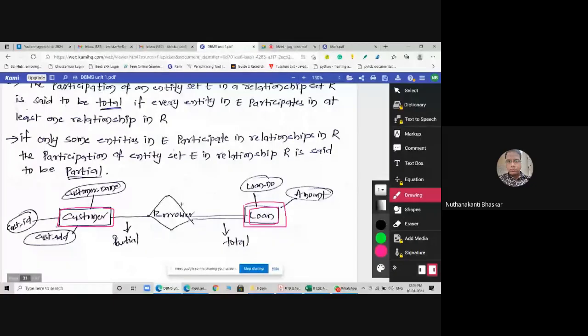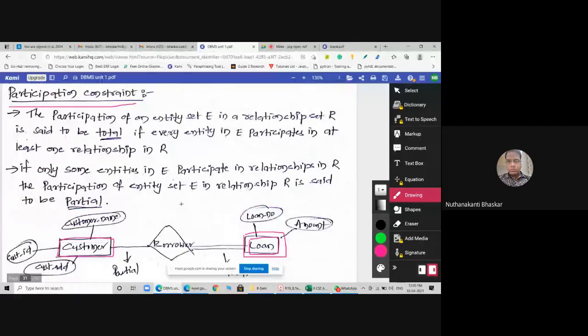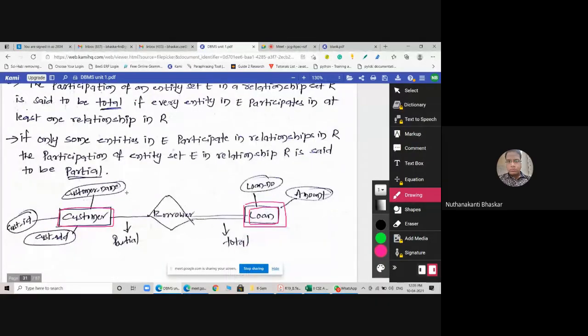Now clear? Is the meaning clear? An entity set is a collection of entities. So sometimes all entities participate, and sometimes only some of the entities participate in that relationship when we associate. When all entities participate in the relationship, it is called total participation. When only some of the entities participate, it is called partial participation. Now clear? Partial and total participation, all of you clear? The meaning and definition are clear. I will tell you the example, don't worry.